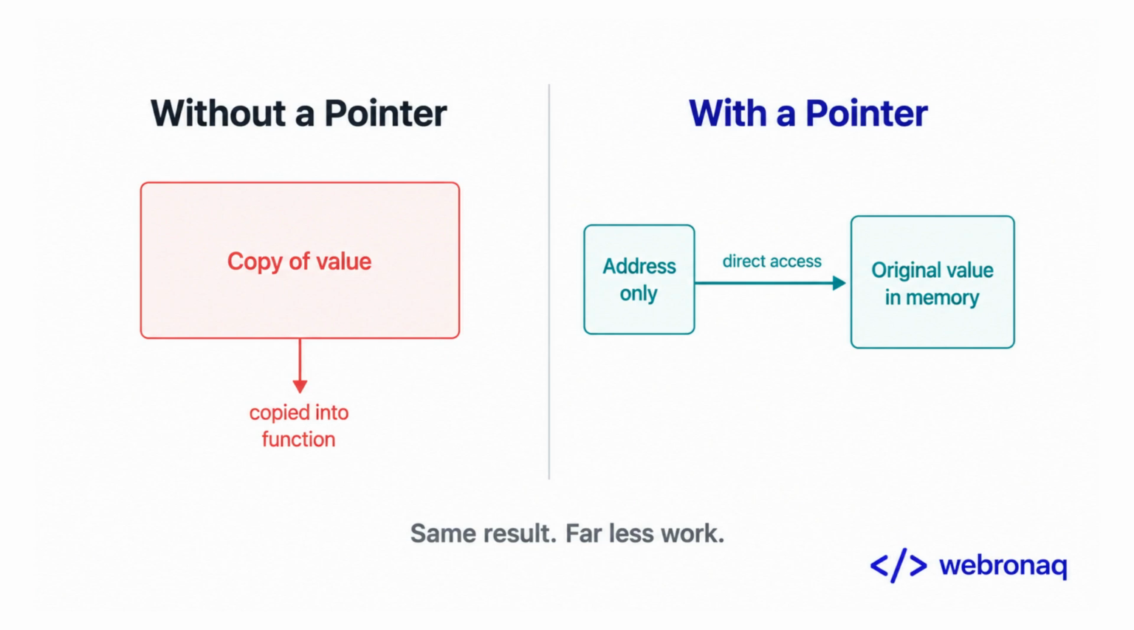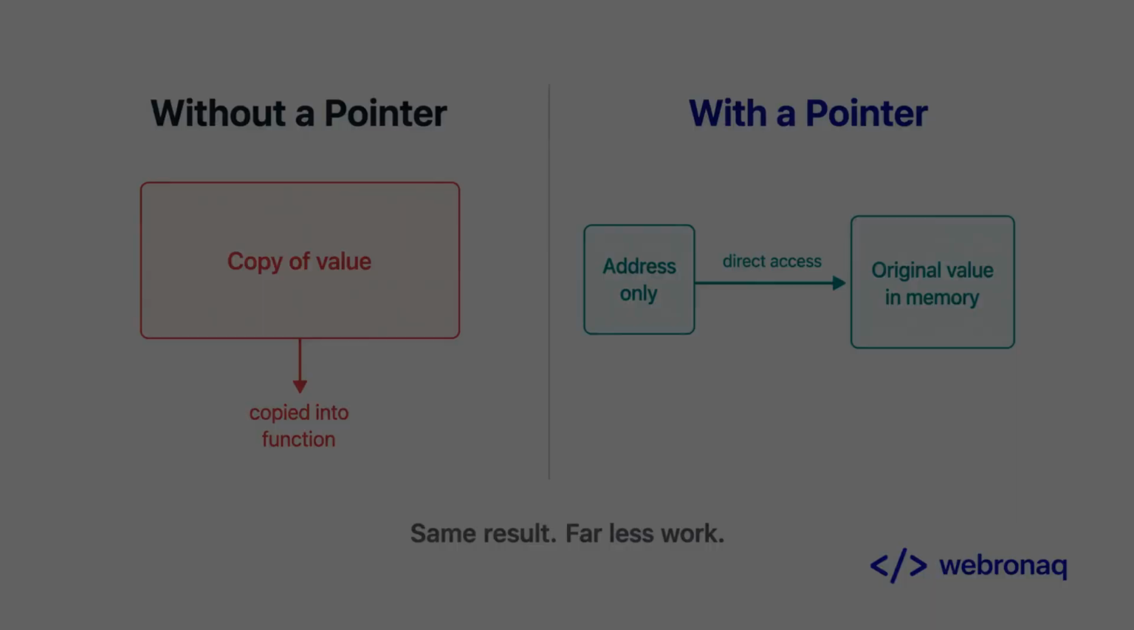A pointer sidesteps that entirely. Instead of copying the data, you hand the function a small address, just enough to locate the original. The function works directly on what is already in memory. No copy made, no extra space used. That is the efficiency argument. But there is a second benefit: indirect access. A pointer can reach into memory and modify the original value, not a local duplicate. Next, we will put this to work by walking a pointer through an array, one element at a time.